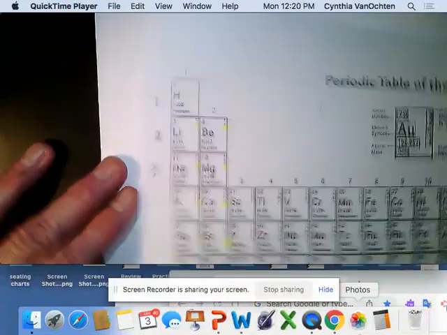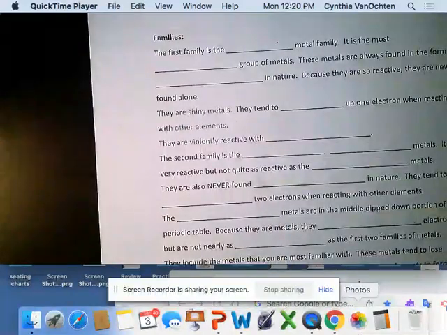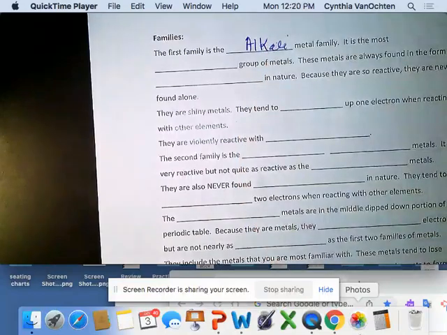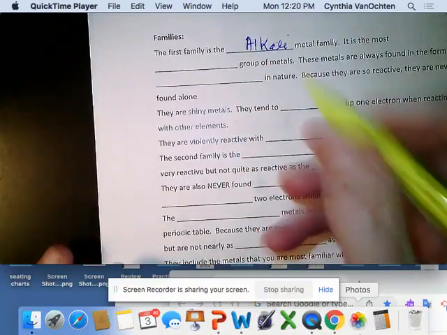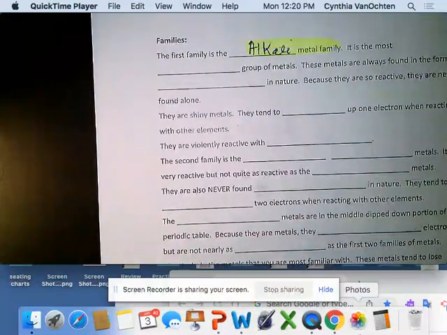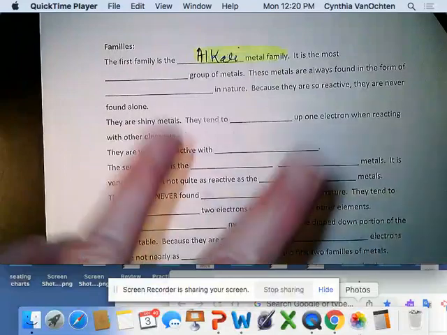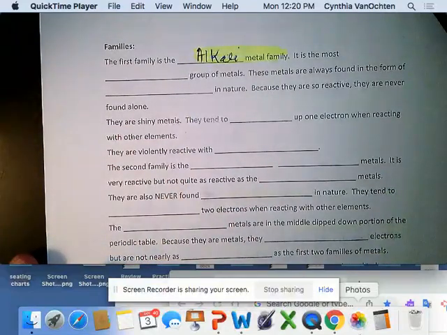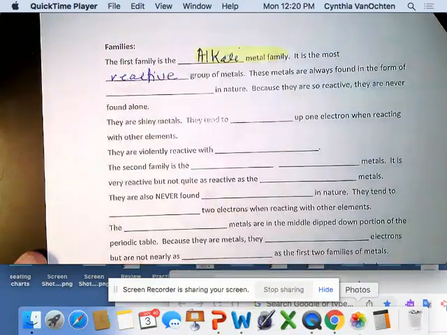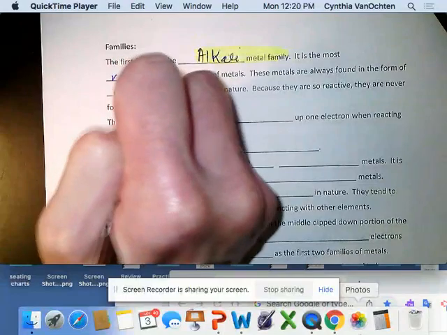So we're going to talk about the first family, which is right here, hydrogen through francium. This is the alkali metal family. Remember that hydrogen is an exception. It's placed in that family because it has 1 valence electron, but it's really not a metal. It's a gas at room temperature. The alkali metal family is the most reactive group of metals. These metals are always found in the form of compounds in nature.